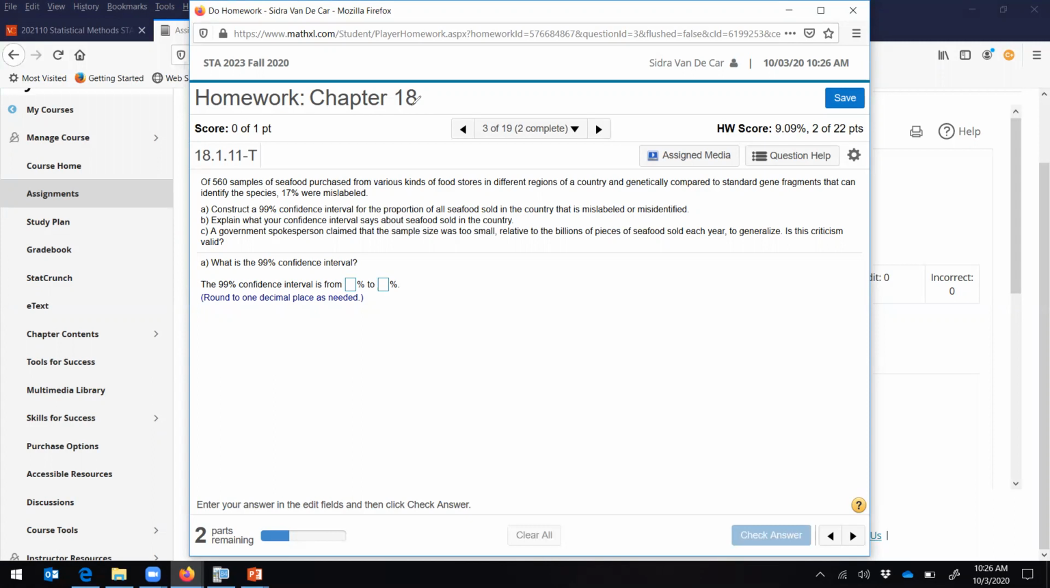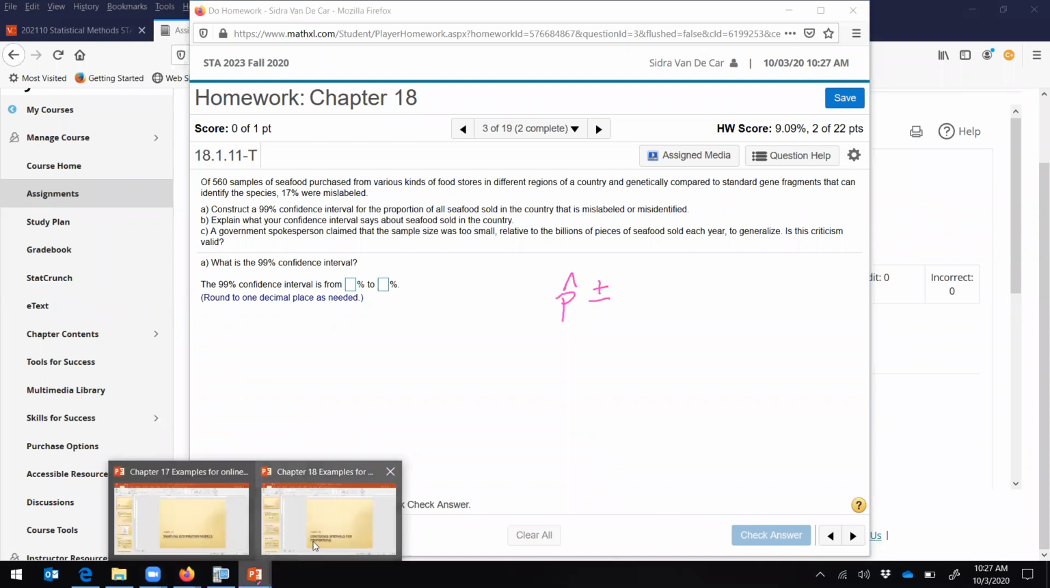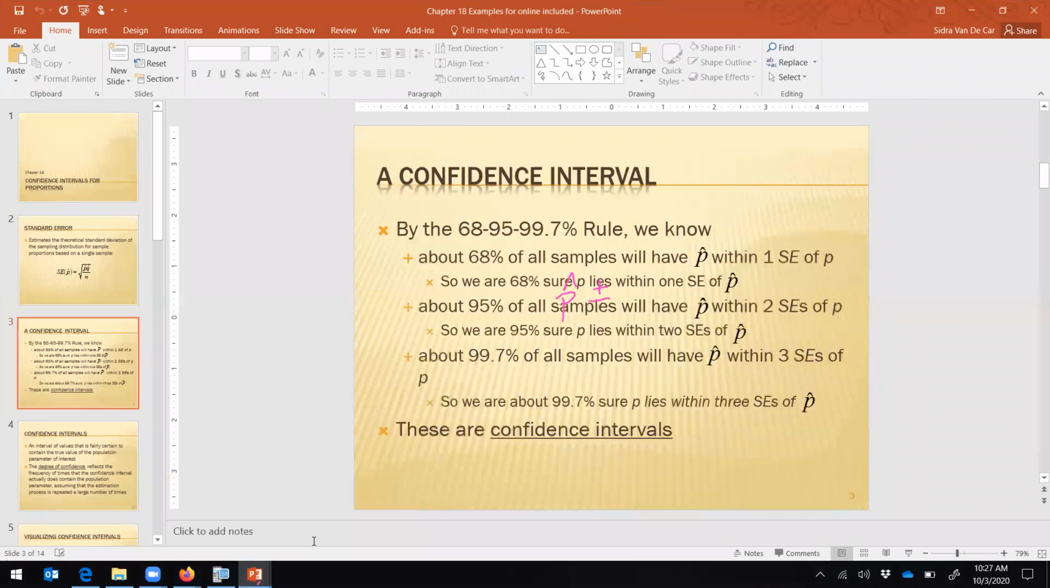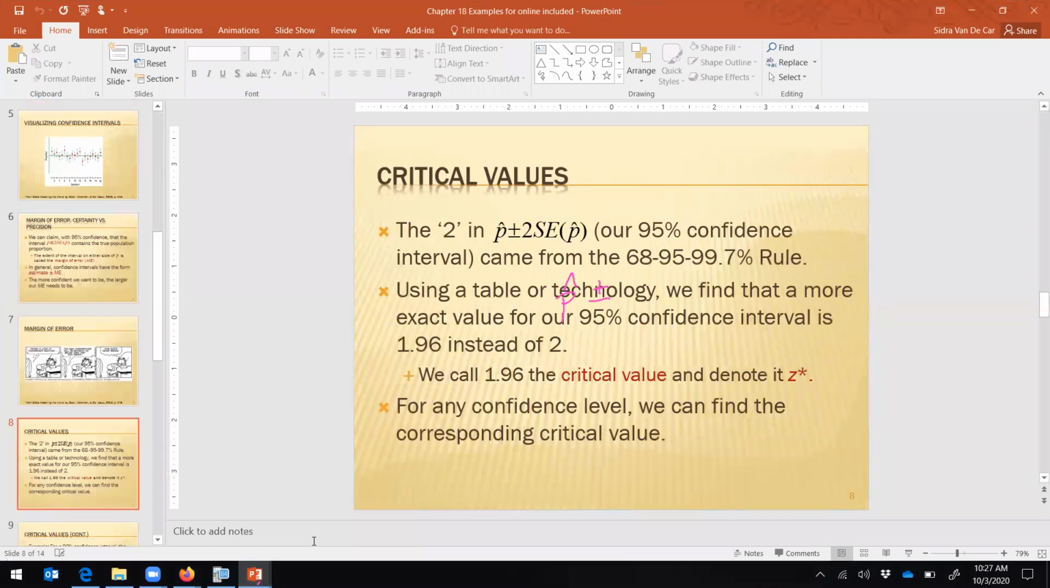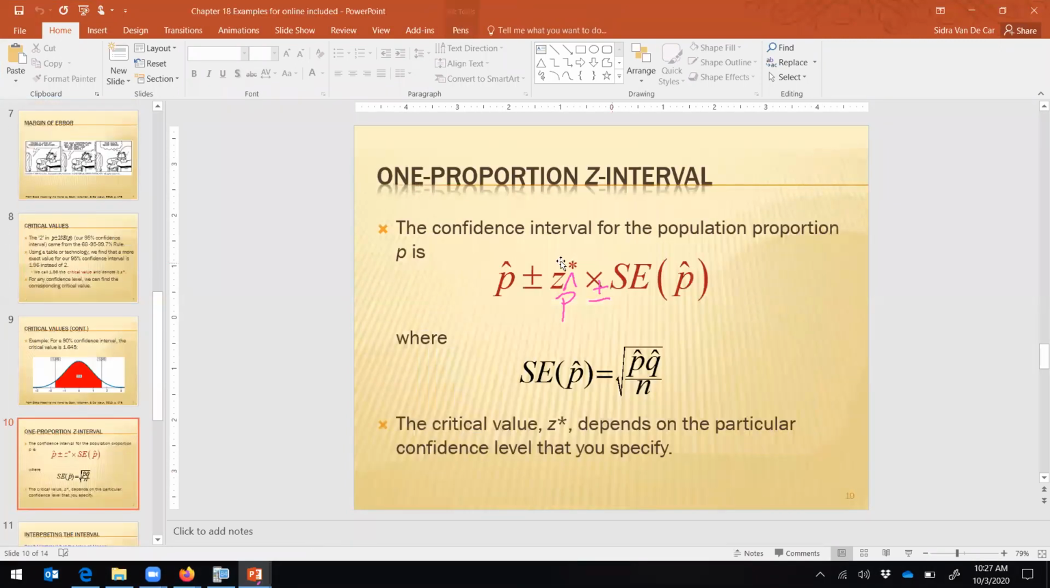If I am doing it by hand, we're using the formulas from the chapter 18 material for building that confidence interval. Our confidence interval is p hat plus or minus the margin of error. And that margin of error, if you recall, I'll pull up the slide. Right here. Our margin of error is that critical z-value times the standard error, okay?